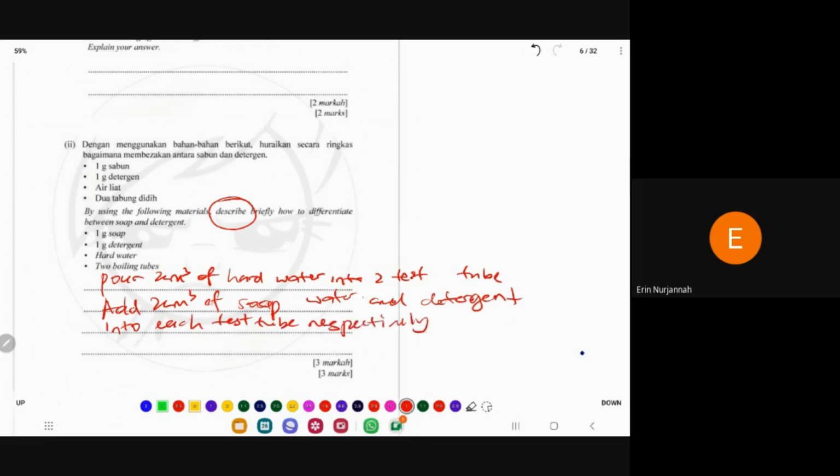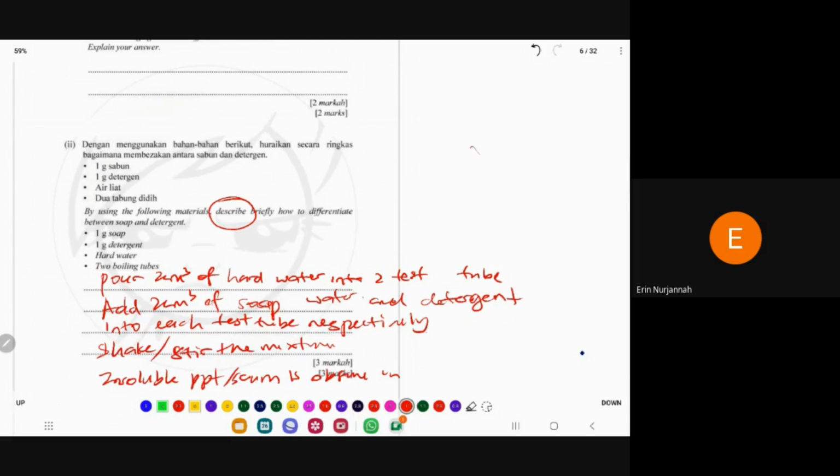Okay, and then shake, or stir the mixture. When you add something already, the next step you have to say stir. After that, you say insoluble precipitate or scum is observed in the test tube with soap. Like detergent versus soap, you know what I'm talking about? No precipitate is observed in the test tube with detergent. That's how you write when the question asks for describe.